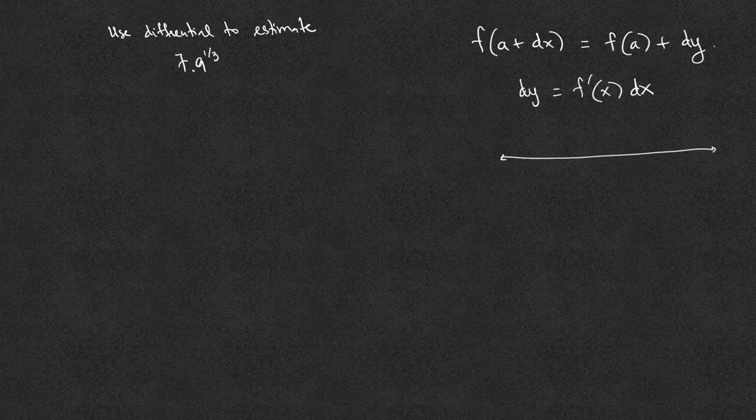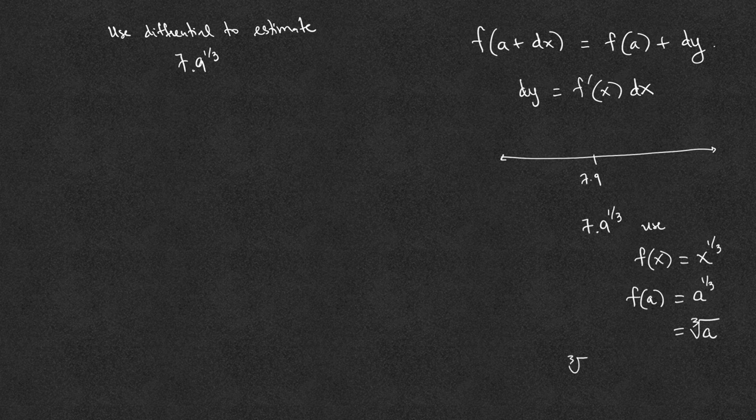If it is 1.7 to the 1/3, then we would use the cube root function, or x to the 1/3. If it is 7.9, we would need to decide an a where we can easily evaluate f of a, which is a to the 1/3, or the cube root of a. There are many a that can be easily evaluated with the cube root.